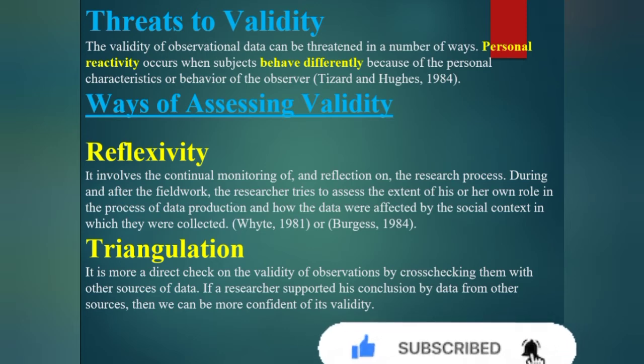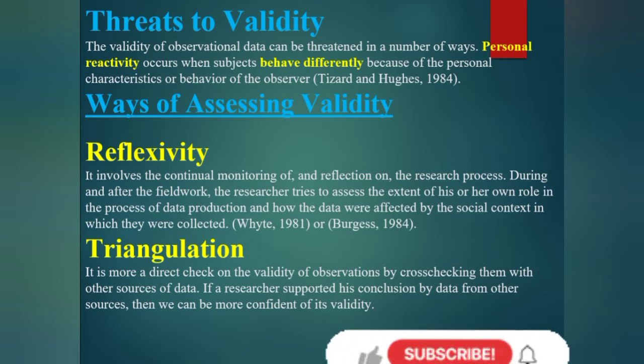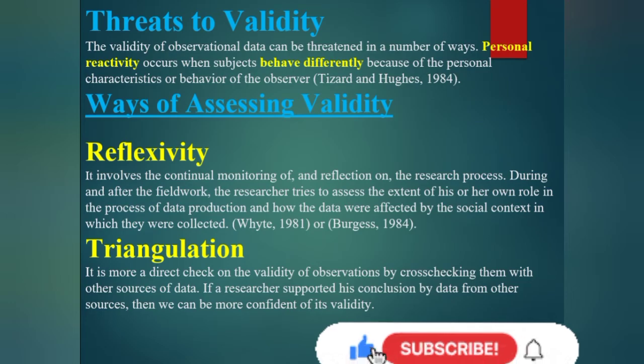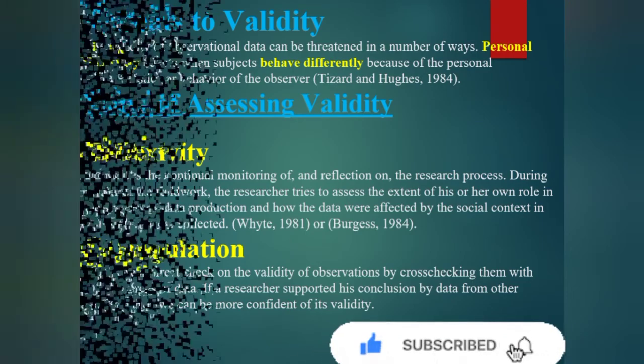Triangulation is more a direct check on the validity of observations by cross-checking them with other sources of data. If a researcher supported his conclusion by data from other sources, then we can be more confident of its validity.